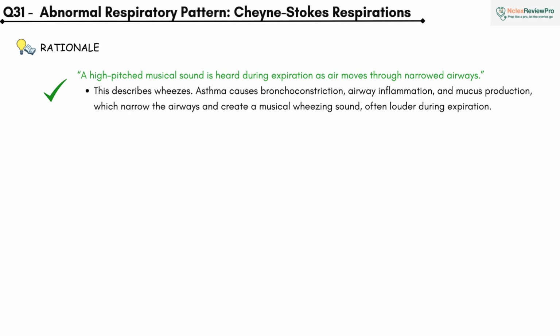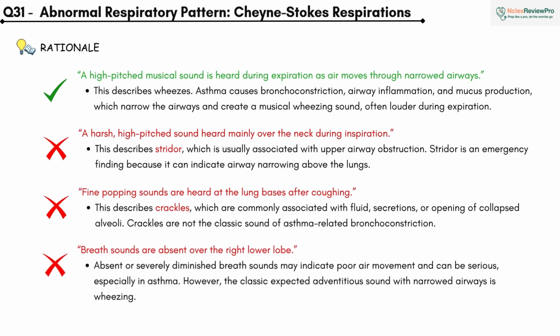Now, let's look at the reasoning behind not highlighting other findings. A harsh, high-pitched sound heard mainly over the neck during inspiration describes stridor. Stridor is usually associated with upper airway obstruction. This can be an emergency finding because it may indicate narrowing above the lungs. Fine popping sounds heard at the lung bases after coughing describe crackles. Crackles are commonly associated with fluid, secretions, or the opening of collapsed alveoli. Crackles are not the classic sound of asthma-related bronchoconstriction.